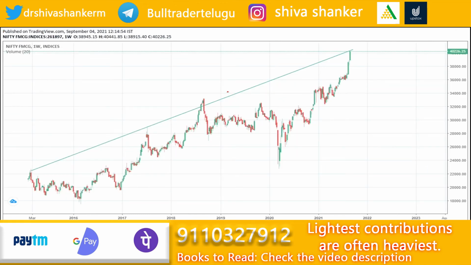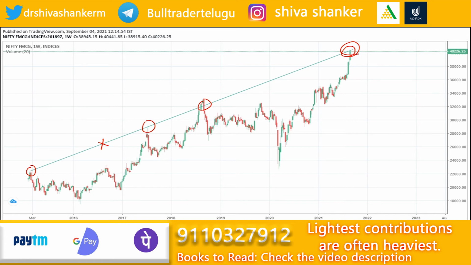And coming to the FMCG, Nifty FMCG is taking resistance at this long-term uptrend line, and at present it is at the resistance level. This line has been acting as a resistance for 3 to 4 years, and at present it is at this resistance level only. So I'm expecting a correction or pullback from this level.